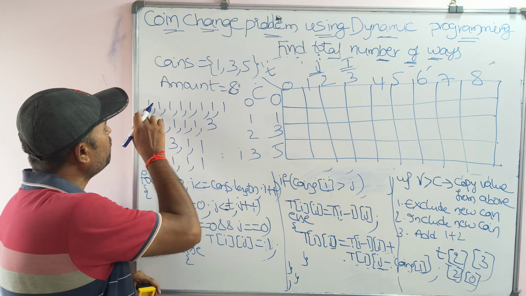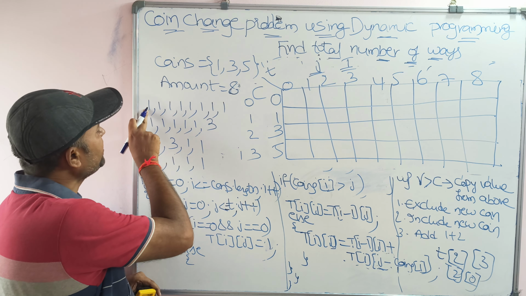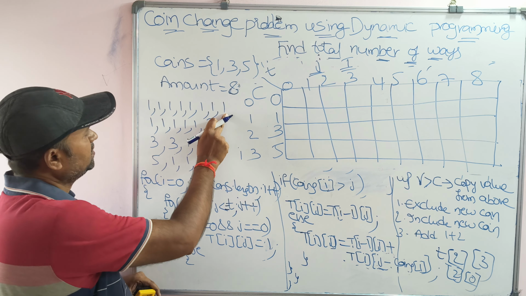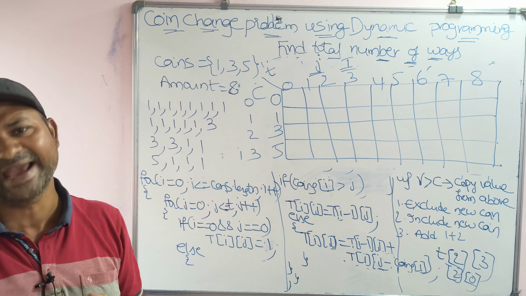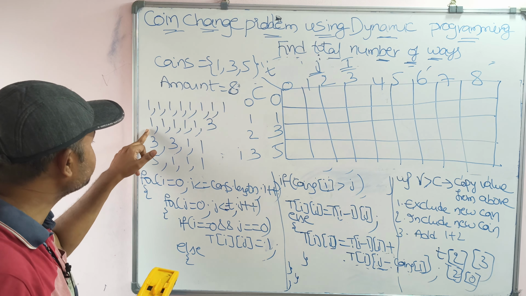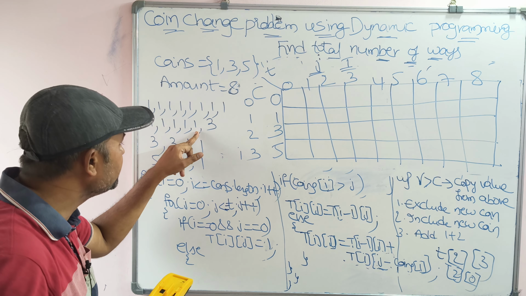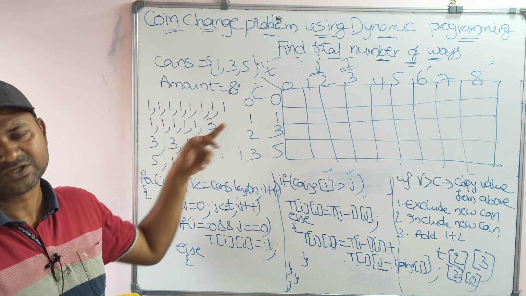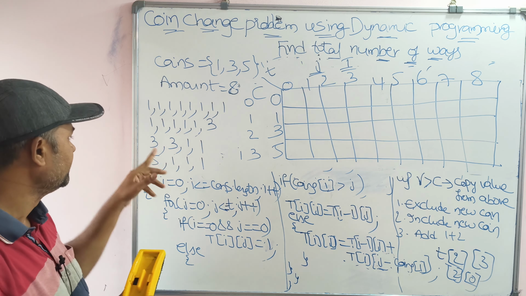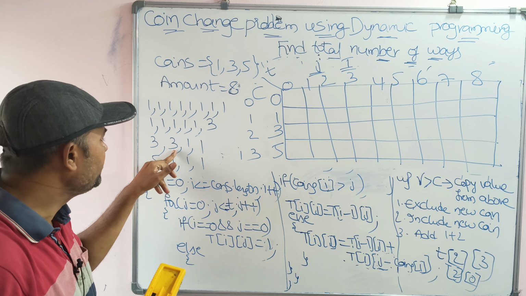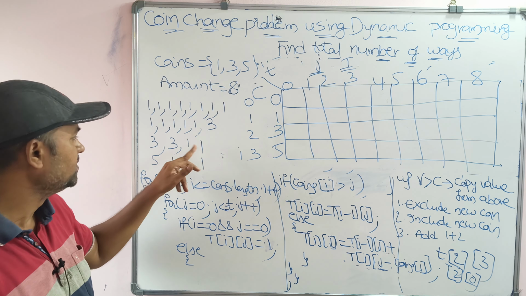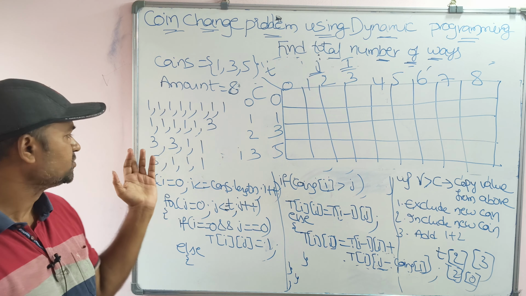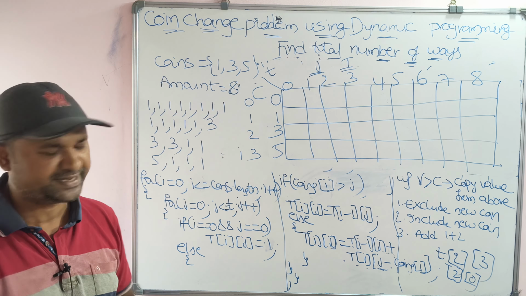With the help of 1, we can use this 1 coin 8 times. So we will get a total of 8. The second solution is we can use 1 coin 5 times and 3 coin 1 time. So 5 plus 3 means 8. The next solution is we can use 3 coin 2 times and 1 coin 2 times. So 3 plus 3 is 6, 6 plus 2 is 8.